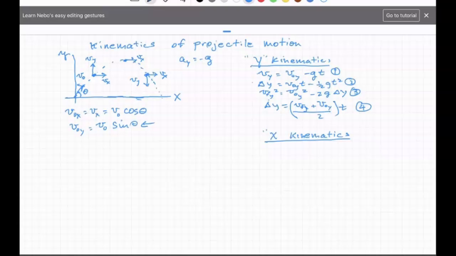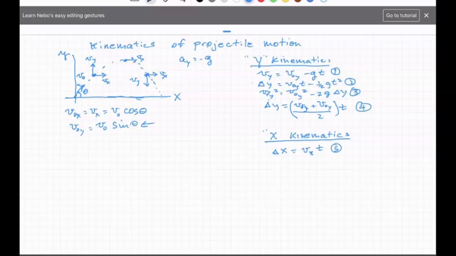All right, how about the motion in the x direction, the x kinematics? Well, as I already said, the velocity stays the same throughout, and so the displacement in x is just equal to v sub ox, which is equal to v sub x, times the elapsed time t. So I can call that equation 5 if I want.